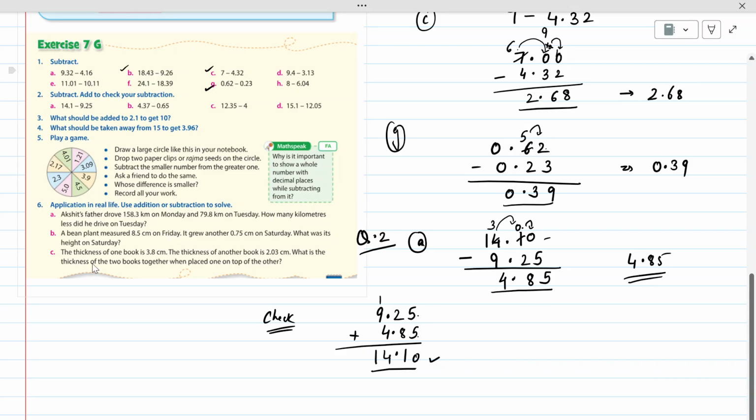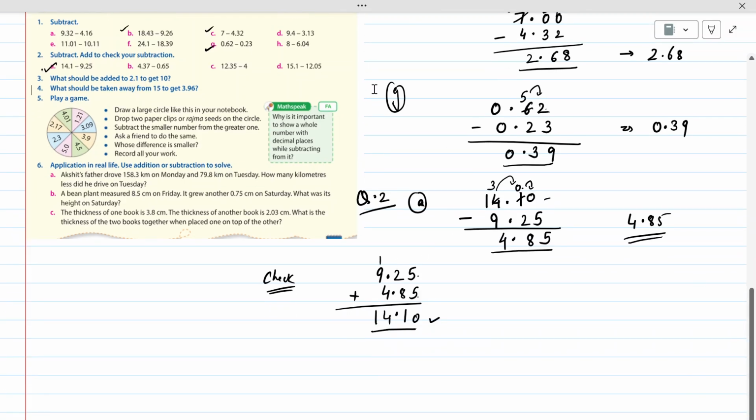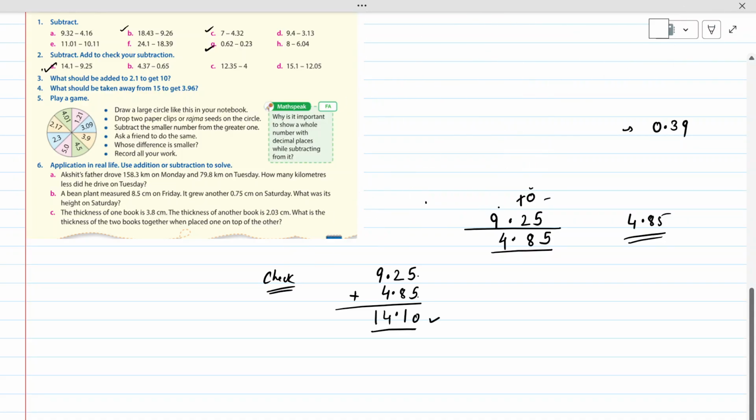Similarly, kids, you can pick up the other questions, and if you have any confusion, you can ask me. Now let me raise this fast and we will go to the third question, which says what should be added to 2.5 to get 1.0.